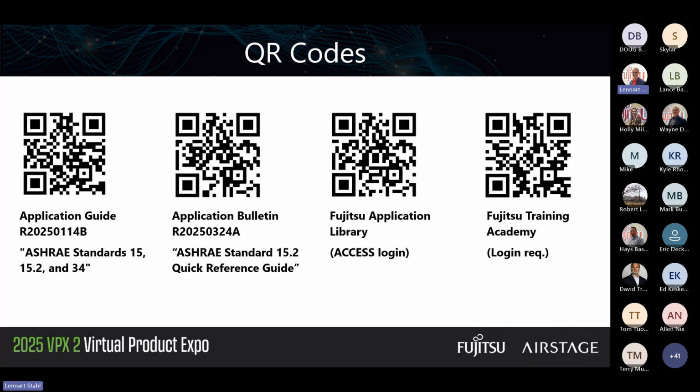And then, of course, the Fujitsu application library. You need access, so log in there, but it's a lot of good practical information there, especially application related. And the Fujitsu Training Academy has really good classes, especially now for how you handle R32, for example, but also installation, some really good classes that we recommend. So those are the 4 QR codes that could be useful for you.